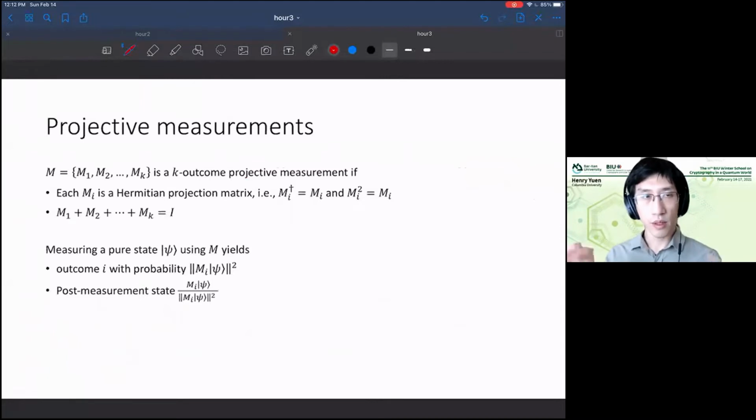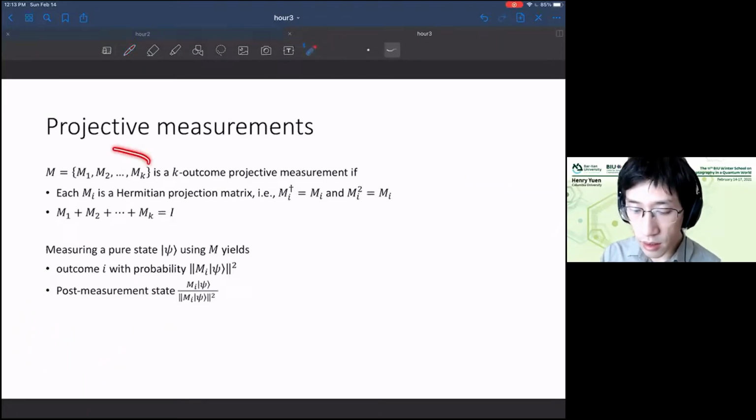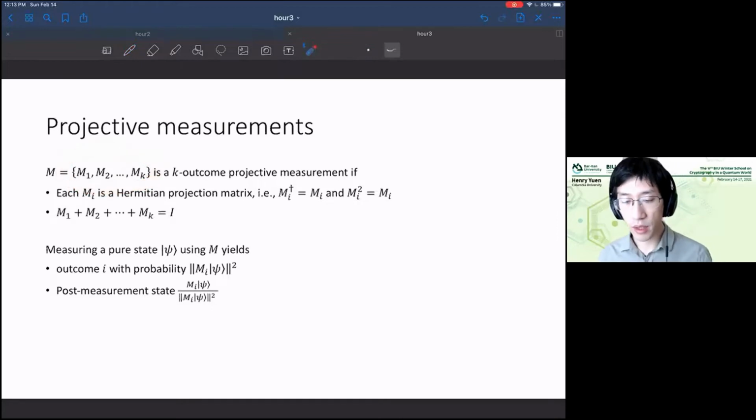Okay, so let's take a little aside. Let's take a segue. Let me briefly talk about projective measurements, just because it's something that's useful. We talked about measurements according to an orthonormal basis. There's a slightly more general way of describing measurements, which is through projections. So if I walk up with a set of matrices M1 up to MK, they describe a K outcome projective measurement.